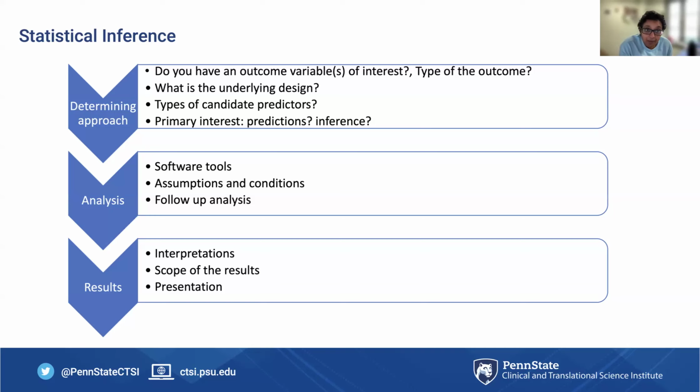And then what are my candidate predictors? Are they categorical or are they numerical? And am I interested in actually making an inference, or is my primary interest in doing predictions? These are some of the questions that you have to ask when you are trying to figure out a good statistical approach. There are many ways that one can use to answer one statistical question, right?